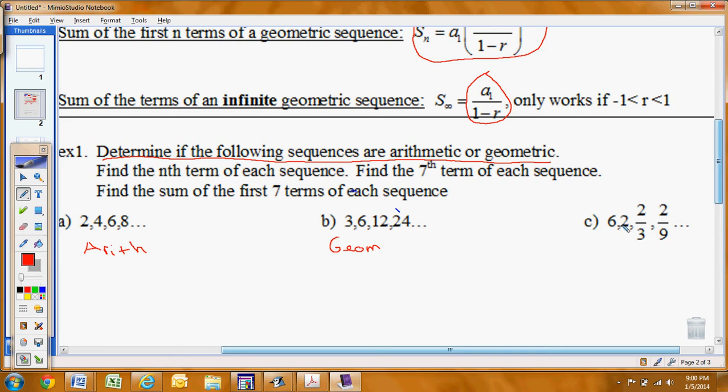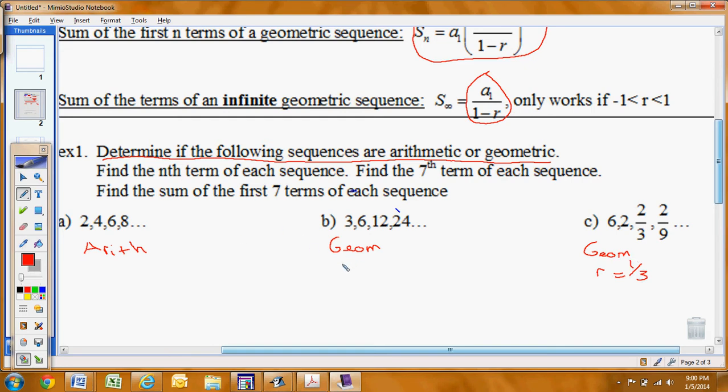So to get from 6 to 2, I divided by 3. To get from 2 to 2/3, I divided by 3. So you're like, hey, I think it's dividing by 3. But in geometric terms, you have to multiply by something. So this is geometric, but you're not dividing by 3. You're multiplying by 1/3. So this is geometric with r equaling 1/3, because if you keep multiplying by 1/3, that's equivalent to dividing by 3.